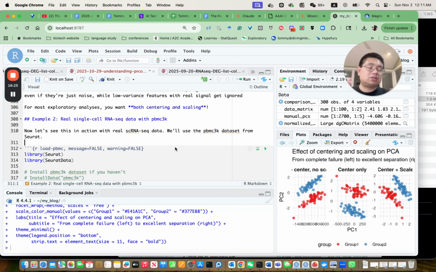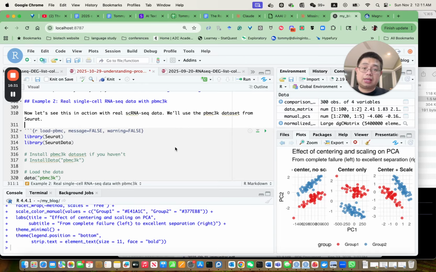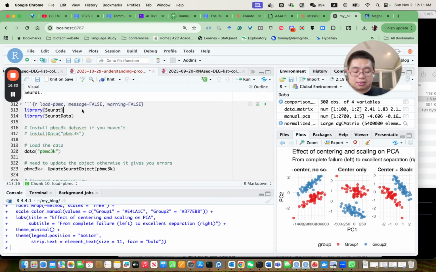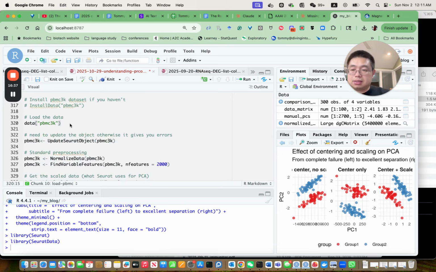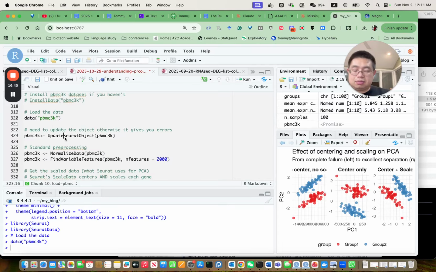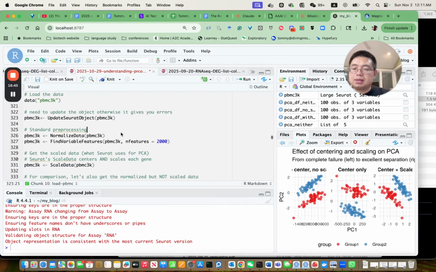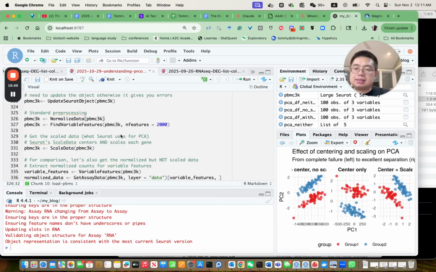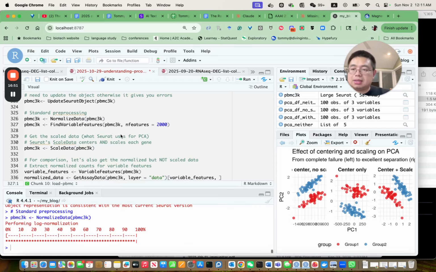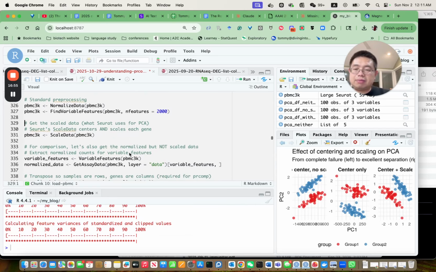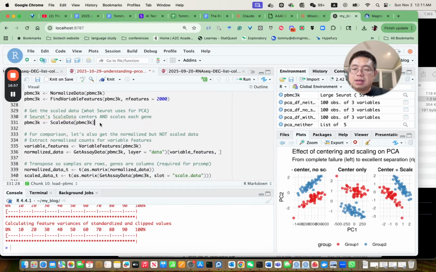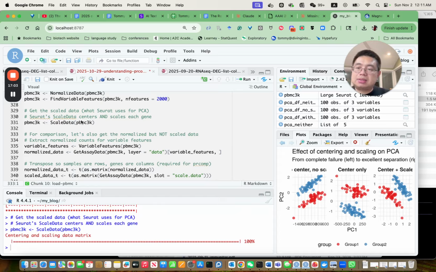Now let's see this in action with real single-cell RNA sequencing data. We'll use the PBMC 3K dataset from Seurat. Let's load the library and fetch the data, and we need to update the Seurat object using the UpdateSeuratObject function, otherwise it gives you an error. Now it's just routine standard pre-processing. Normalize it, find the variable features, the 2000 most variable genes, and again scale the data using the ScaleData function. And Seurat's ScaleData actually centers and scales each gene.